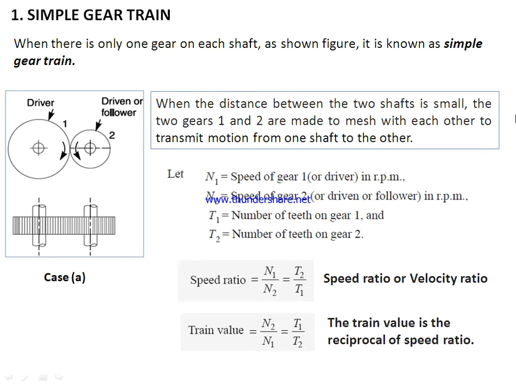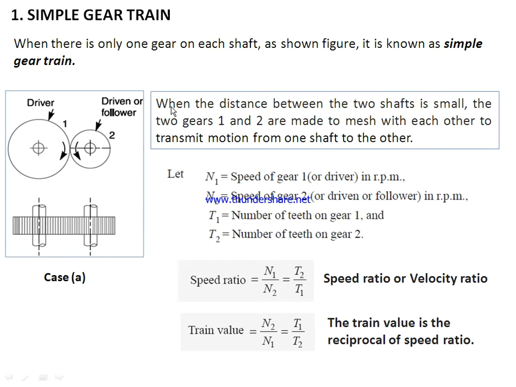Now let us discuss the first type of gear train, called the simple gear train. Now what does a simple gear train mean? When there is only one gear on each shaft, this is one shaft and this is another shaft, and there is only one gear mounted on this shaft, and also here only one gear is mounted on this shaft, and these two gears are meshing with each other for the purpose of transmitting the power and motion. So hence, when there is only one gear on each shaft as shown in this figure, it is known as a simple gear train.